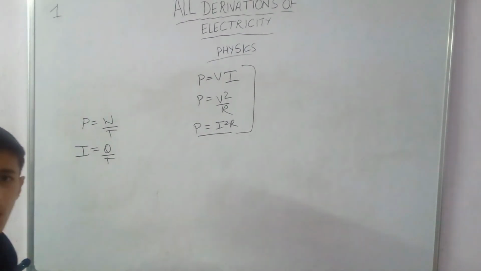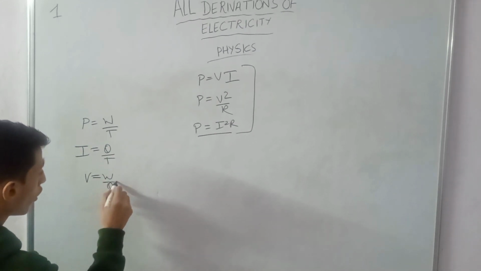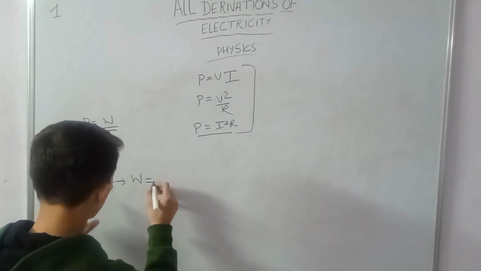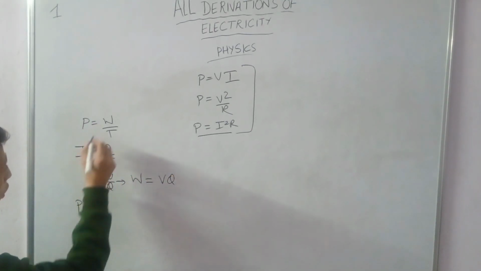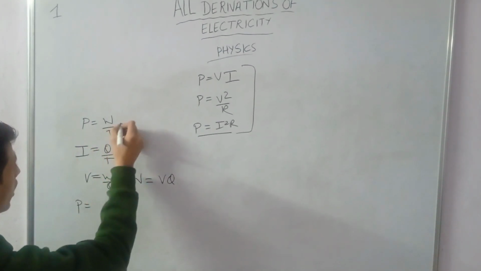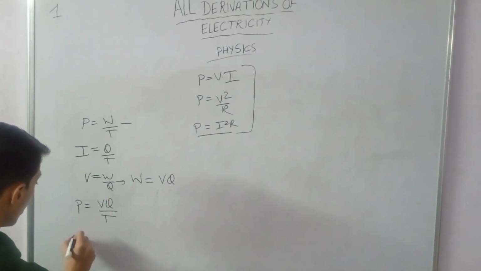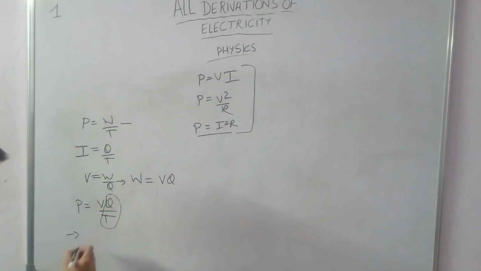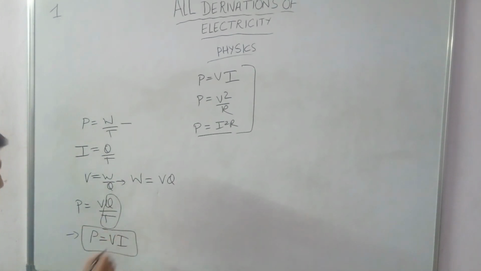Okay, and we have another formula of potential difference, that V equals W upon Q. So from this I will find out the value of work done, that is W. So it becomes VQ. Okay. Now if I put the value of W, that is VQ, in this formula, the formula becomes VQ upon T. Now this Q upon T is the formula of electric current. Okay. So the formula becomes P equals VI. Now the first formula has been derived.